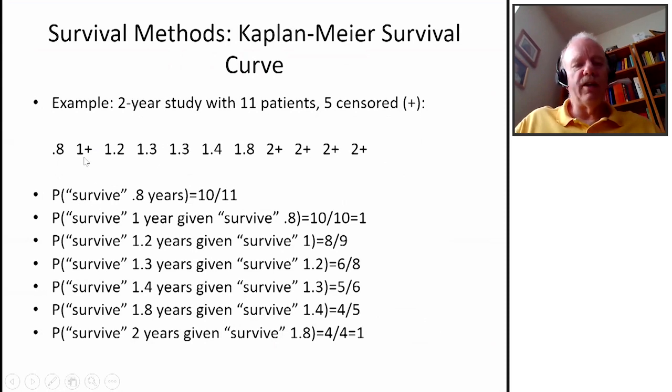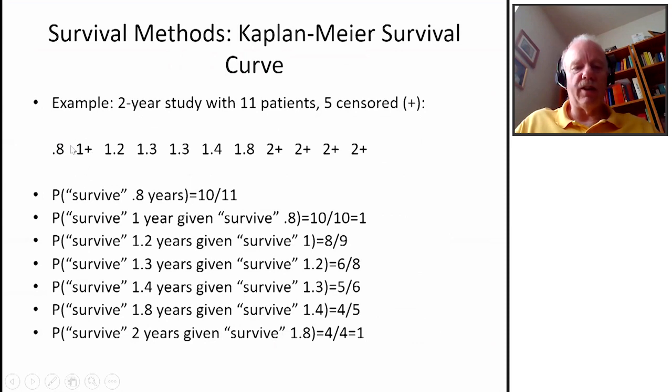So what we do is we can look at this first event time. We order them from smallest to largest. And let's look at this first event time. Now we have 11 patients in this study. And so how do we estimate the probability of surviving 0.8 years? Well, 10 of the 11 patients survived 0.8 years. Only one of them died, this one right here. And so we would estimate the probability of surviving 0.8 years to be 10 out of 11.